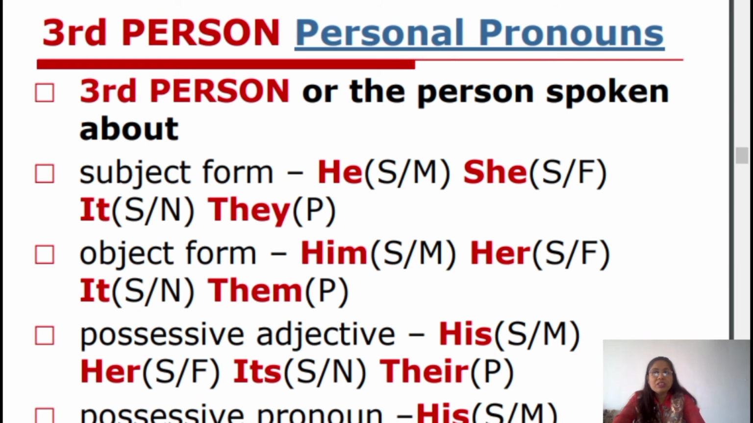If the pronoun is the object of the sentence, then we make use of him for singular male, her for singular female, it for singular neuter gender, and them is a common plural form for all of them. If the pronoun expresses possession, then we make use of his for singular male, her for singular female, its for singular neuter, and theirs is a common plural. The possessive pronoun is his, hers, its, and theirs.